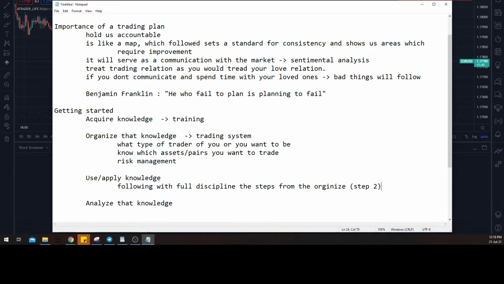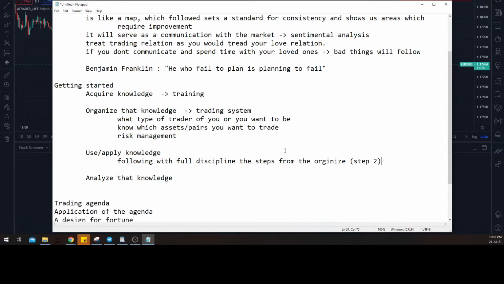At the same time, the more we apply the knowledge that we have in an organized manner, we will have more and more trading success, and also failures, which are going to serve as our data. To grow and improve as a trader, you must analyze that data. Without seeing what you did wrong or what you did good, you are not going to know what you should do in the future.